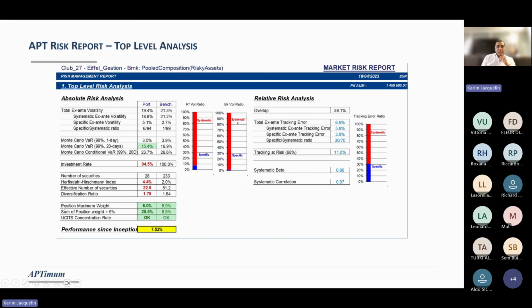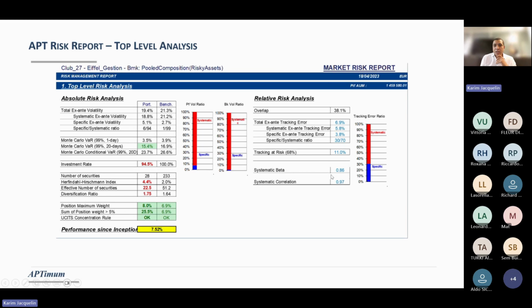The UCITS constraints are represented here. So if you want to be UCITS compliant, the maximum weight for each position should not exceed 10%. So if it's in green, it means that you are below this limit. The sum of the positions that are below those 10% but above 5% should not exceed 40%. And if you comply with those two rules, then the check will be okay. Performance, no comment on this. This is just the performance from the beginning of the period.